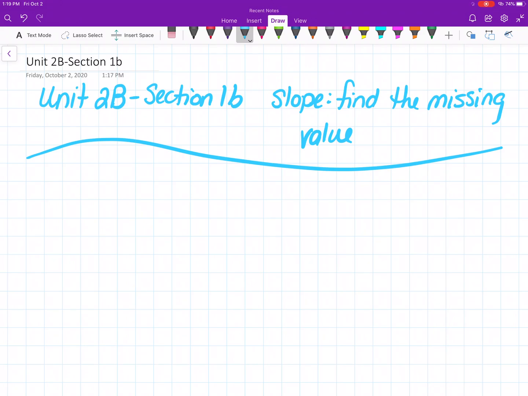Okay, Unit 2B, Section 1B. I don't have any interesting stories to tell you today. I'm just going to get through this very quickly. It's not a long lesson. It is going to take some algebra, so pay close attention.